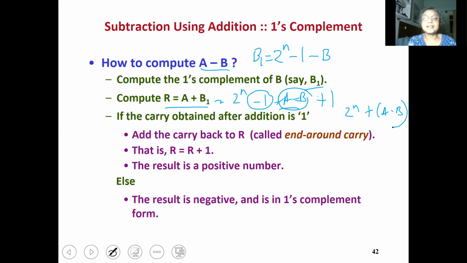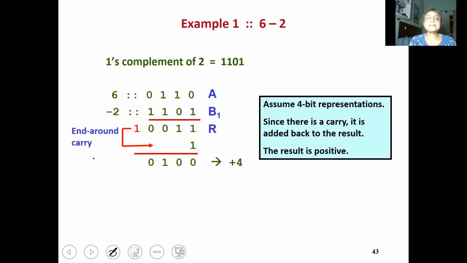But if there is no carry, then what we get is the ones complement of B minus A. So this 2 to the power n minus 1 plus A minus B is the ones complement of B minus A. So if A minus B is negative, B minus A is positive, and the ones complement is what we get. So if the carry out is 0, the result is negative and is in ones complement form. So let's take an example.